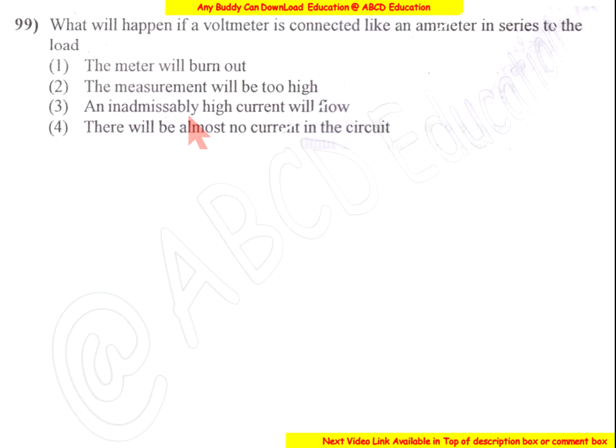Now come to question number 99. What will happen if the voltmeter is connected like an ammeter, in series with the load? Then these are the options. Now come to the solution. When the voltmeter is connected in series with the load, the current is almost zero. Why? Because the voltmeter resistance is very high, or ideally infinite. So the current in the branch is zero, almost no current. So the correct option is 4.